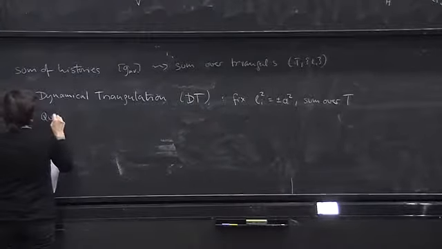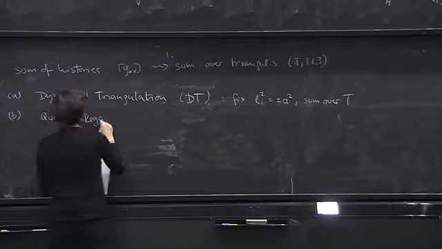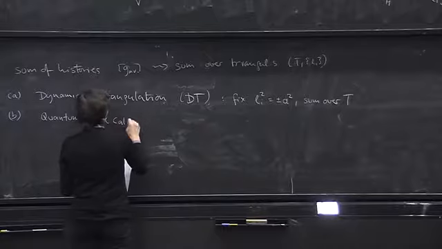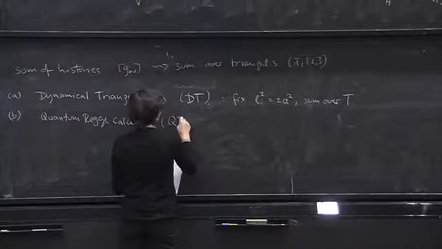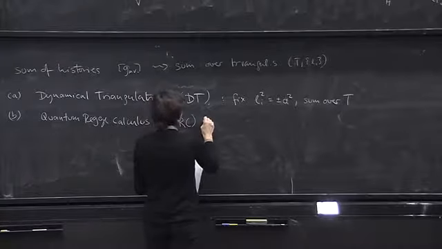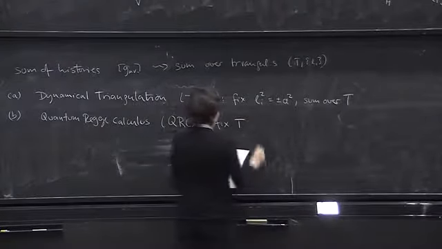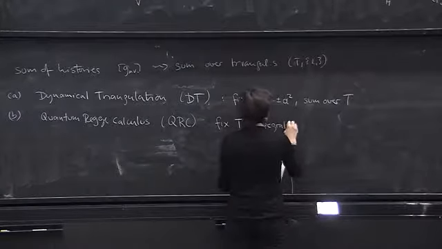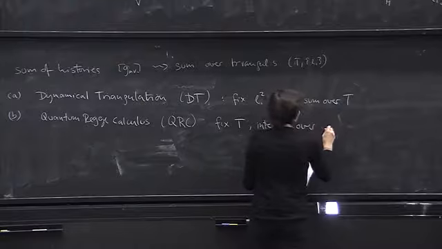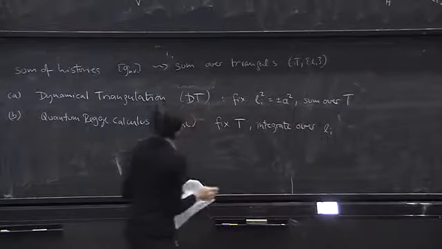It's called quantum Regge calculus, QRC. In this version, you fix a triangulation, and then you integrate over Li or Li squared. Doesn't really matter.